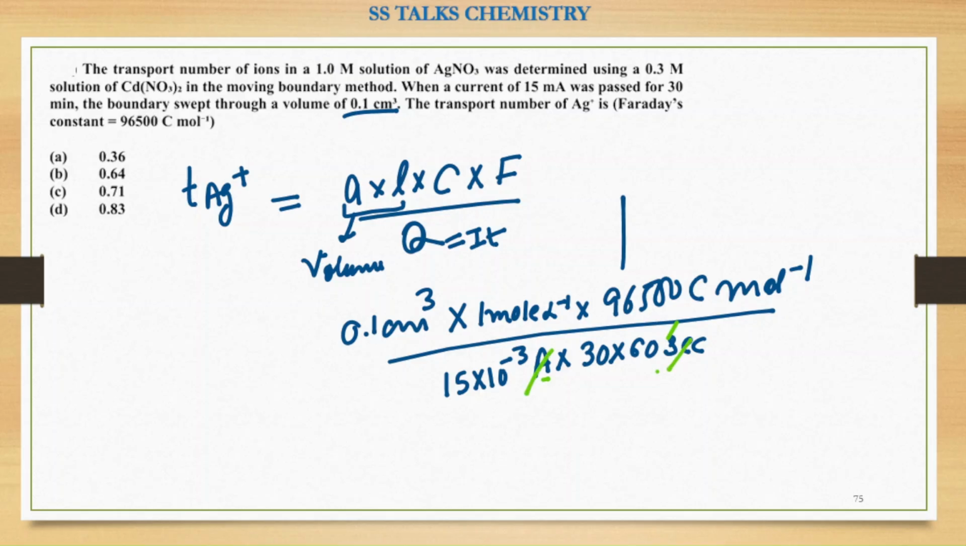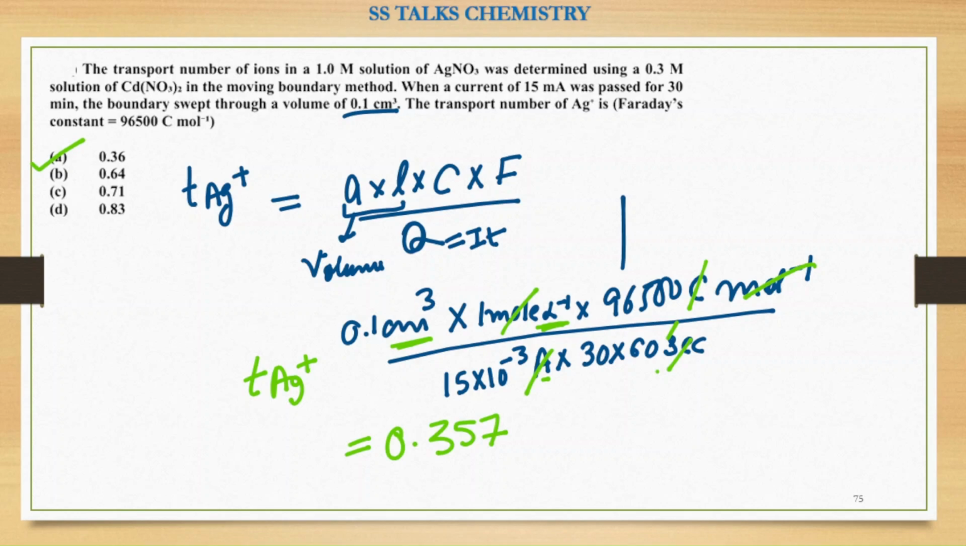So this coulomb will get cancelled out, and this mole and per mole will get cancelled out. This is in centimeter cube and this is in liters. This conversion we just have to make, and after that the transport number we can find out. The value we will be getting is 0.357. Make sure the transport number is a unitless value. So just convert this per liter to centimeter cube. Okay, so this is going to be the answer, 0.357, that is approximately 0.36. Option A is the answer.